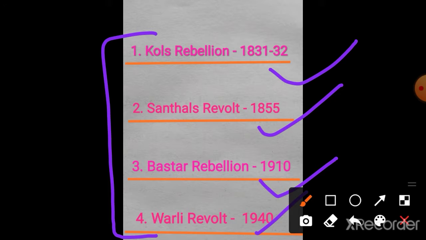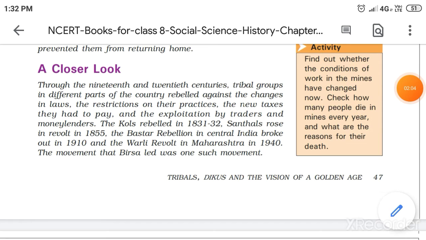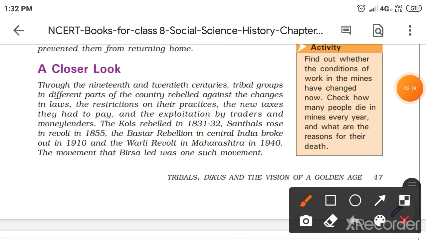And let's move toward the topic here. So here you can see Kol's Rebellion, I have already told you about that, 1831 to 1832. Then Santhals 1855, Bastar Rebellion in central India. Remember this: where did the Bastar Rebellion happen? It was in central India. Okay, and then Warli Revolt. It is in Maharashtra. Here Maharashtra is mentioned. Bastar in central India means the places around Madhya Pradesh, and Warli Revolt in Maharashtra.